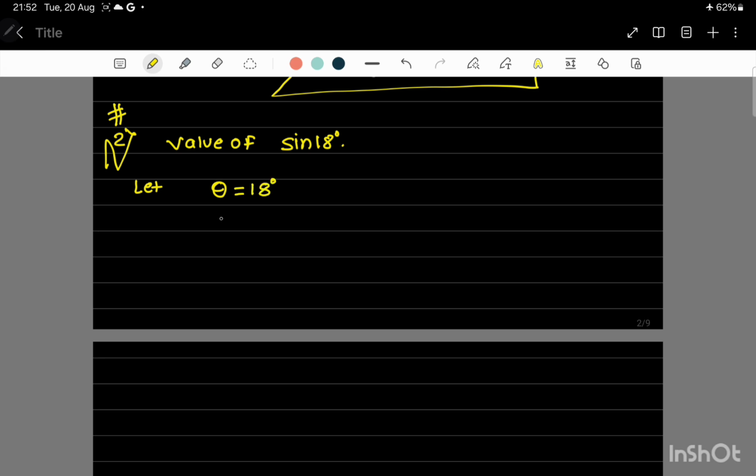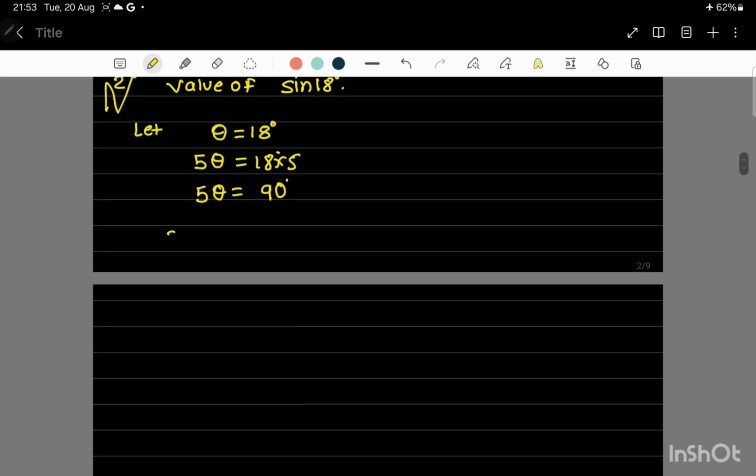If theta is 18 degree, if you multiply theta by 5 on both sides, this side 5 theta and this side 18 degree into 5, so 5 theta is equal to 90 degree. We know 5 theta is equal to 3 theta plus 2 theta. We can write here 5 theta equal to 3 theta plus 2 theta, that is equal to 90 degree. So we can write here 2 theta is equal to 90 degree minus 3 theta.